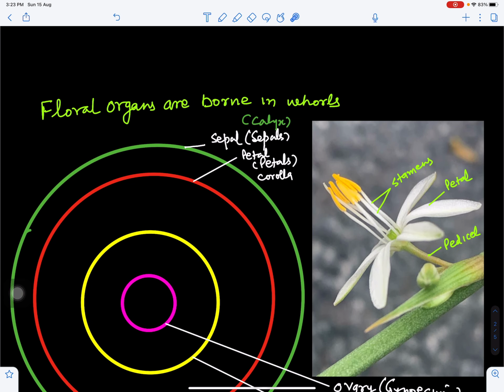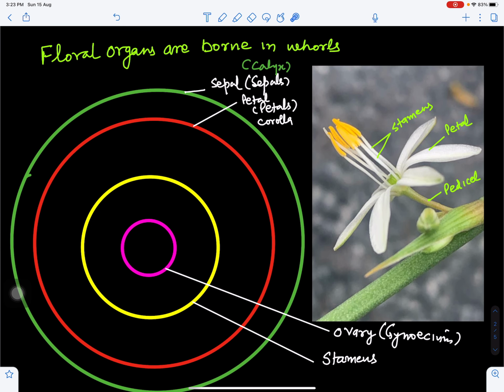Now, the floral parts of a flower are born in a whorl structure. This is the outermost whorl of the flower. Singular is sepal, plural is sepals, and collectively all the sepals are called calyx. Then inner to sepal is the whorl of petals. Petal is singular, petals is plural, and collectively this is called corolla.